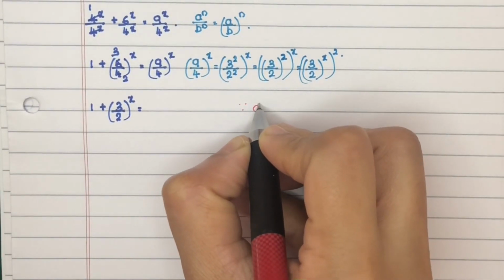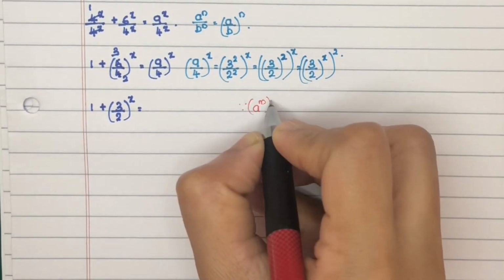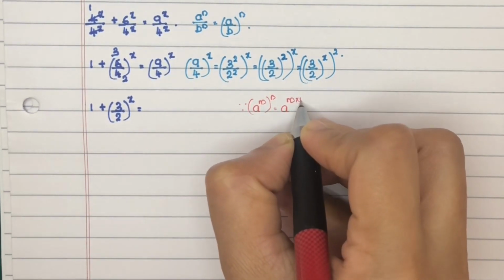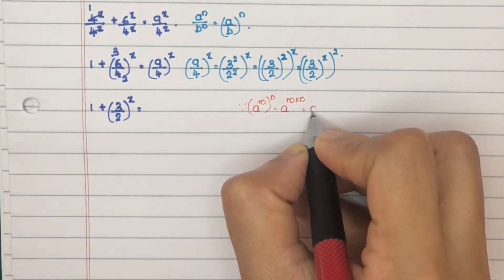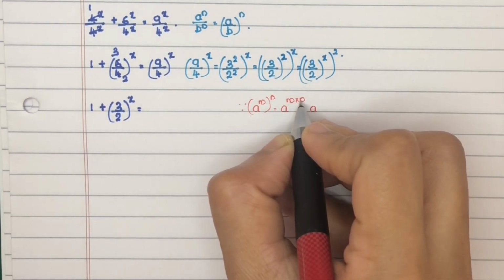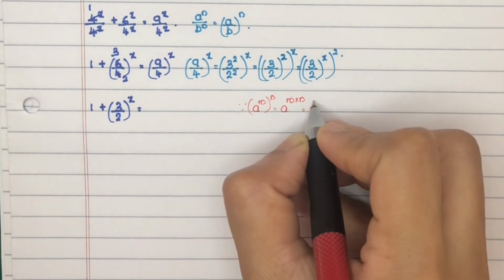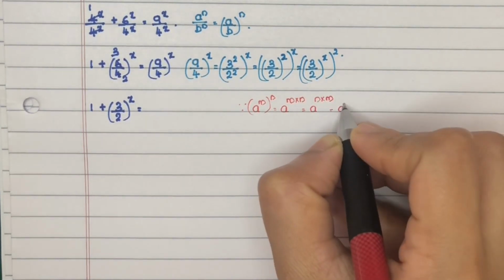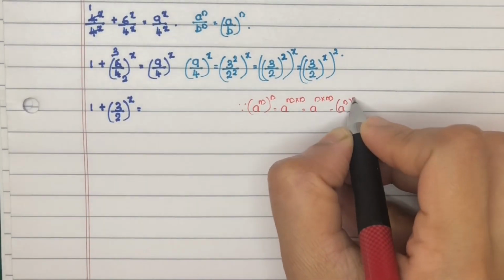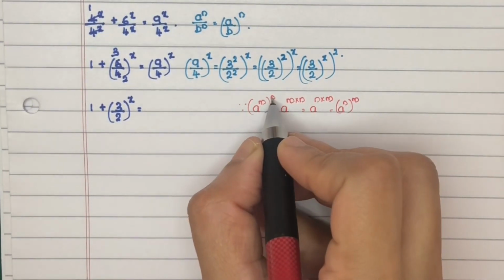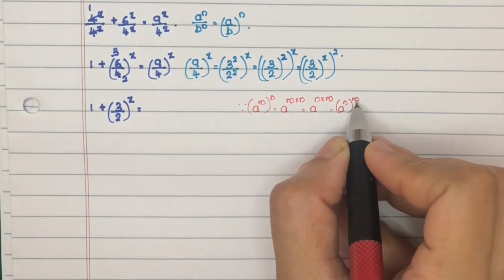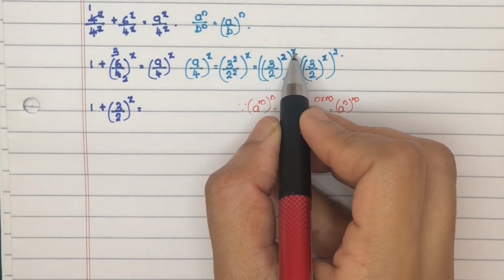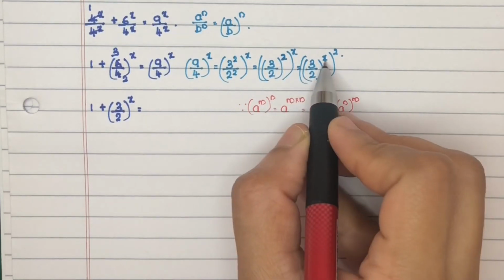Since a raised to m whole raised to n is equal to a raised to m into n, and since multiplication is commutative, m into n you can write as n into m, same as a raised to n whole raised to m. That is, a raised to m whole raised to n is a raised to n whole raised to m. Similarly, 3 by 2 whole raised to 2 whole raised to x, you can write as 3 by 2 whole raised to x whole raised to 2.